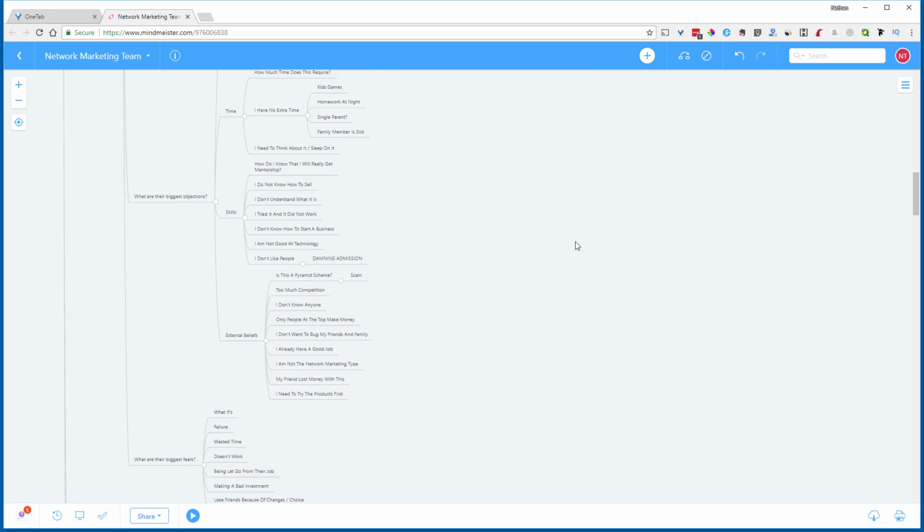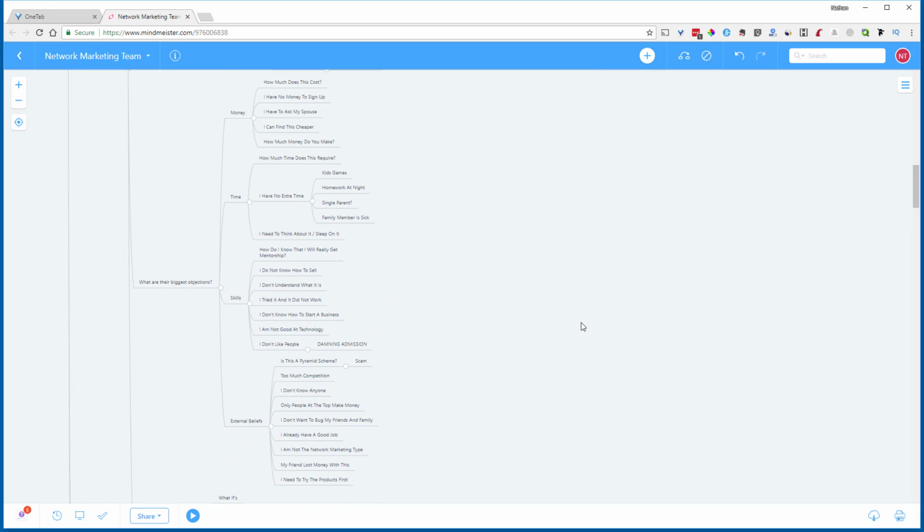And then lastly, what are their biggest objections? These are some common ones. You might think of some other ones, but like money, time, skills, and some beliefs, right? So how much does this cost? I have no money to sign up. I got to ask my spouse. I can find this for cheaper than what you're doing. How much money does this make you? How much time does this require?